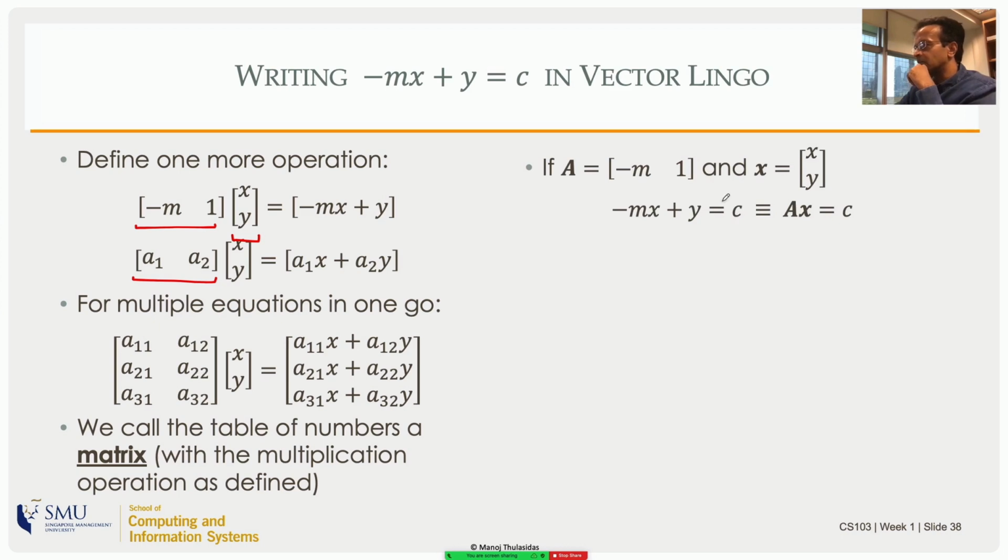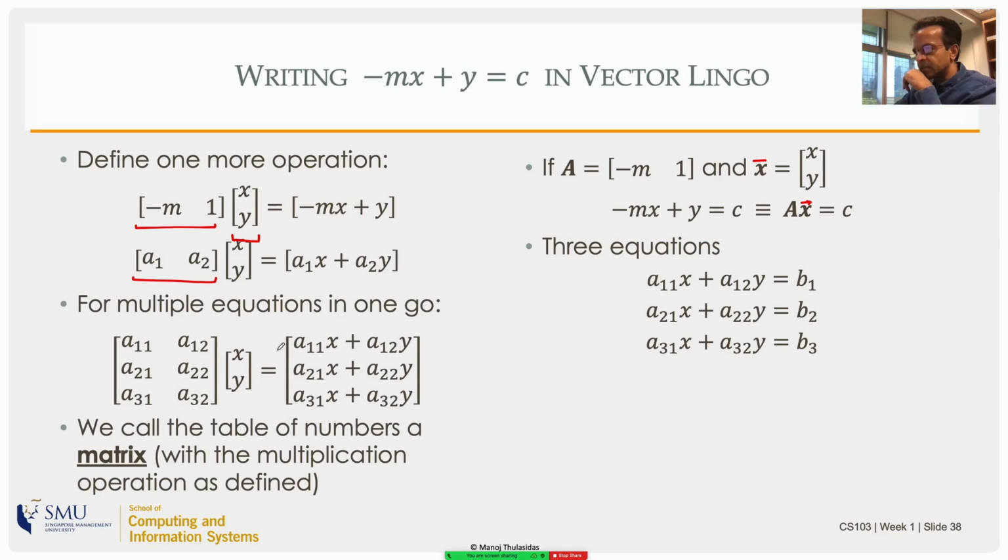If I call the matrix originally here, minus m, 1, A, and my vector x, y with two components, the bold letter x, then I can write this equation as Ax equal to c. A is a matrix, x is a vector, and c is a constant. And if I had three equations, a11x plus a12y is equal to b1, and so on for b2 and b3, I could again write it in a compact fashion, A times x equal to b. So x is a vector of two components, x and y, and b is a vector of three components here, b1, b2, b3.